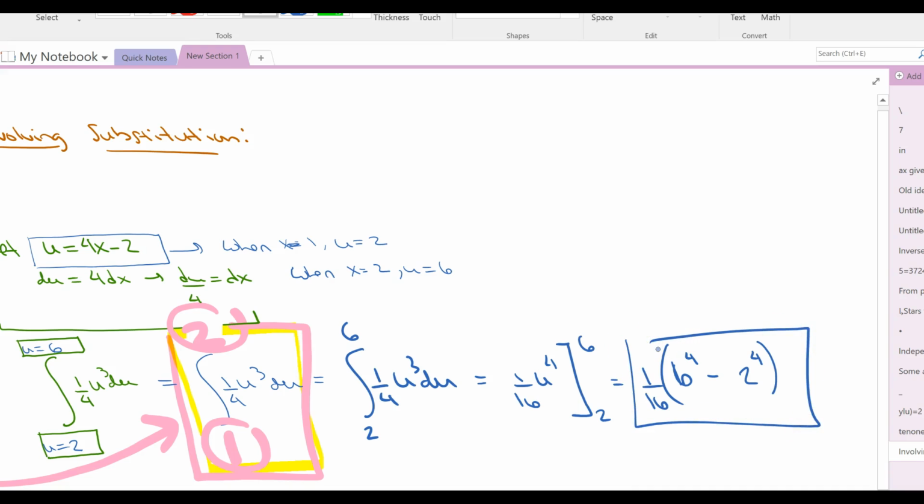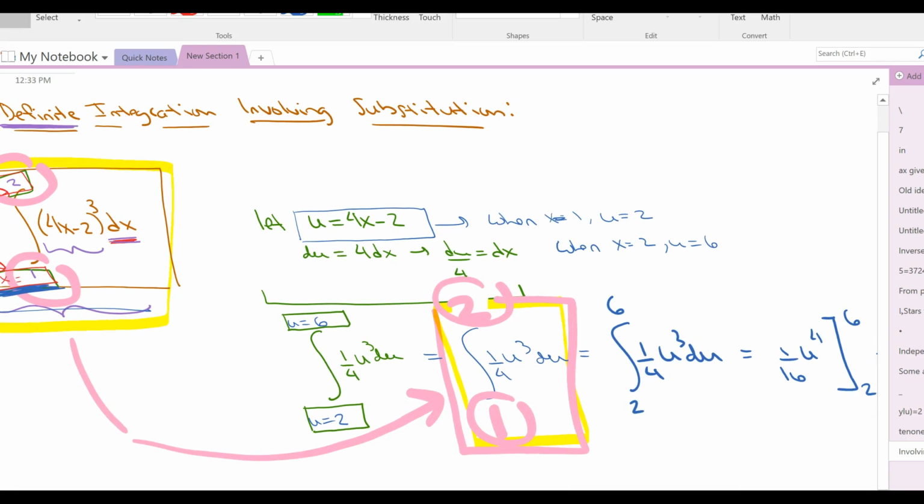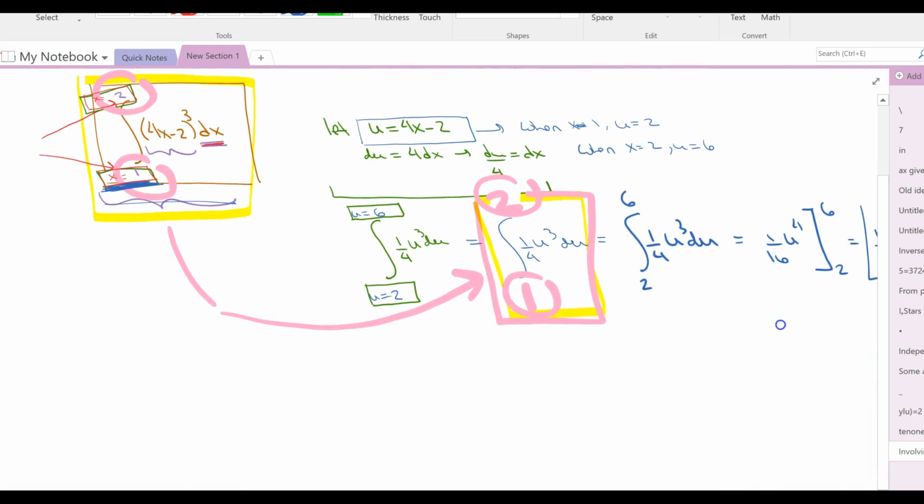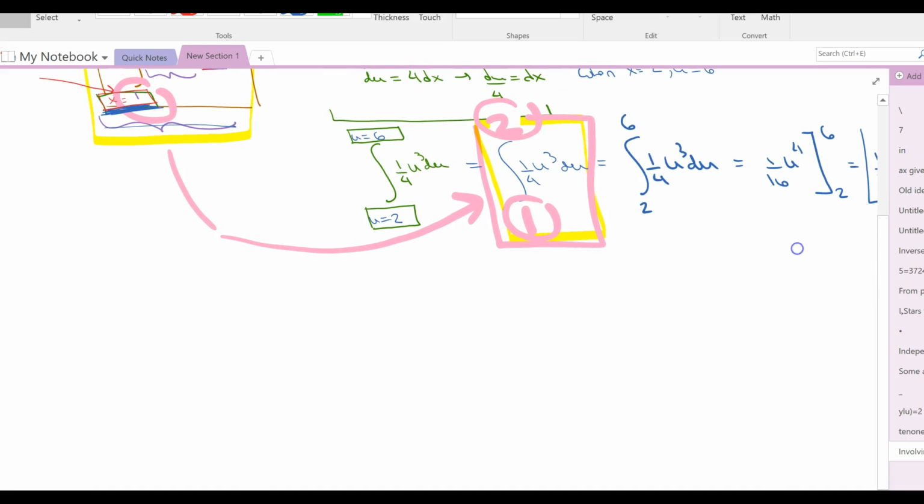So when we're dealing with definite integration that involves u substitution, you have to be mindful of rewriting the limits. Let me show you another way that I've seen people do these kinds of definite integrals. Some people like to do this. They will come over here and put the original one up there.